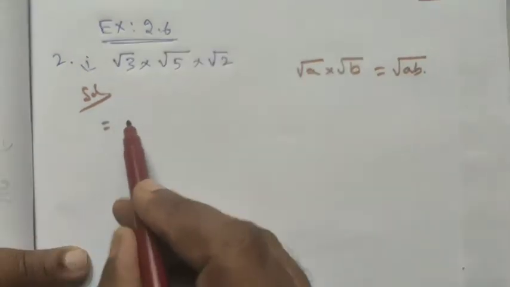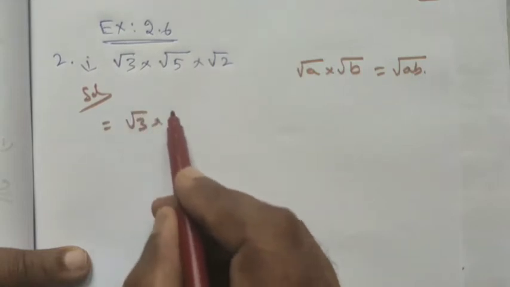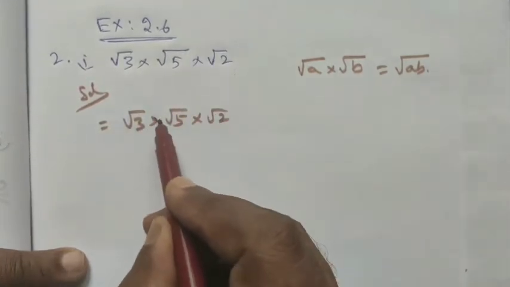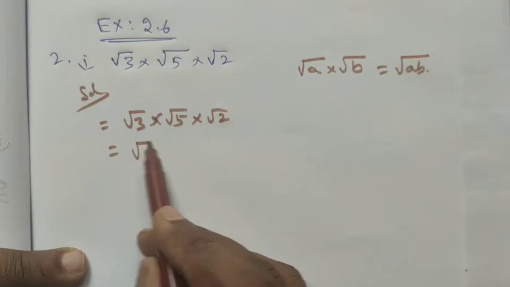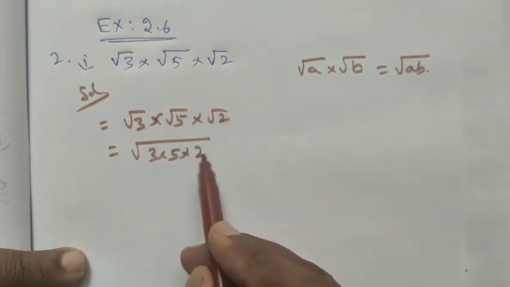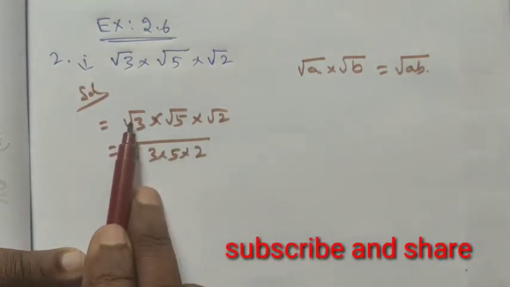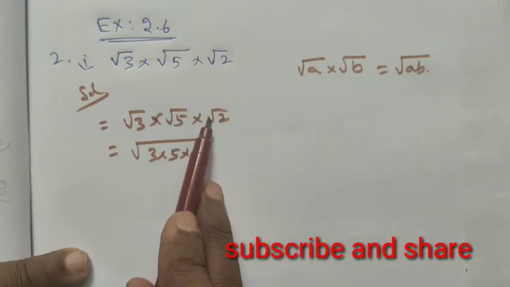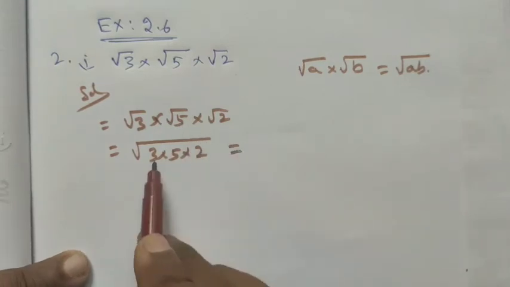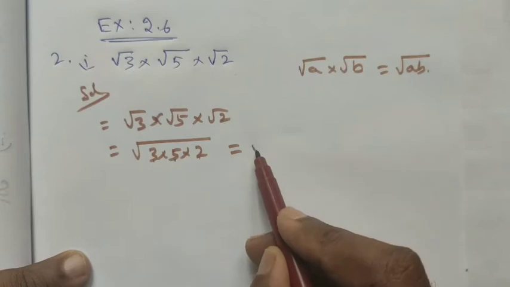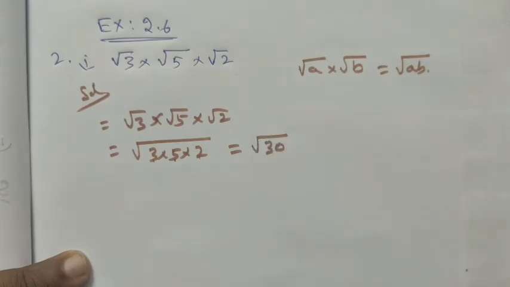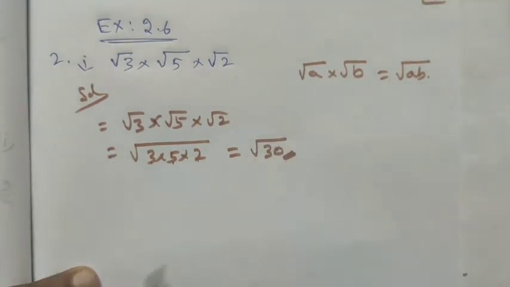The same way, root 3 into root 5 into root 2 is equal to root of 3 into 5 into 2, because all the indices are equal, that is square root. This term is equal to 3 5s are 15, 15 2s are 30, root 30. So this is the answer.